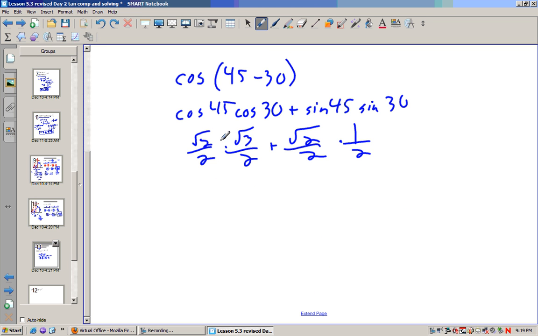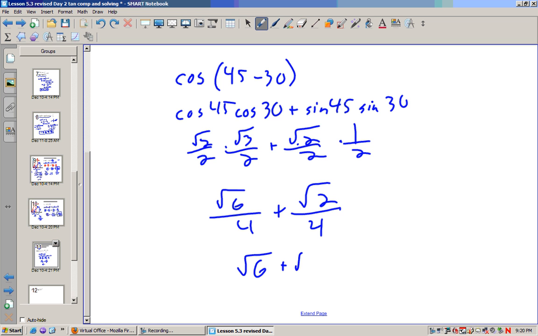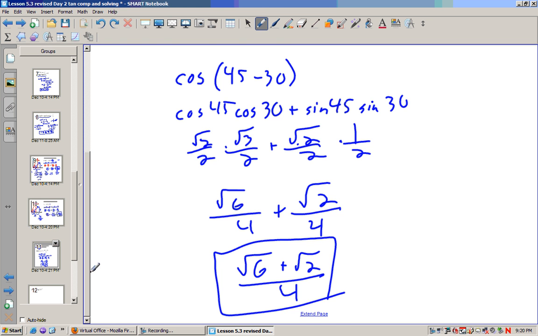Now when I multiply this out, root 2 times root 3 is root 6. 2 times 2 is 4. Root 2 times 1 is root 2. 2 times 2 is 4. So this is going to be root 6 plus root 2 over 4. And hopefully, yep, that's what's on the right-hand side.